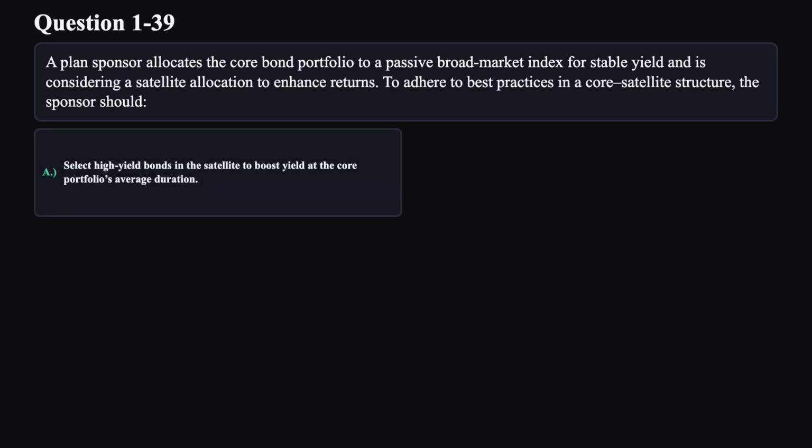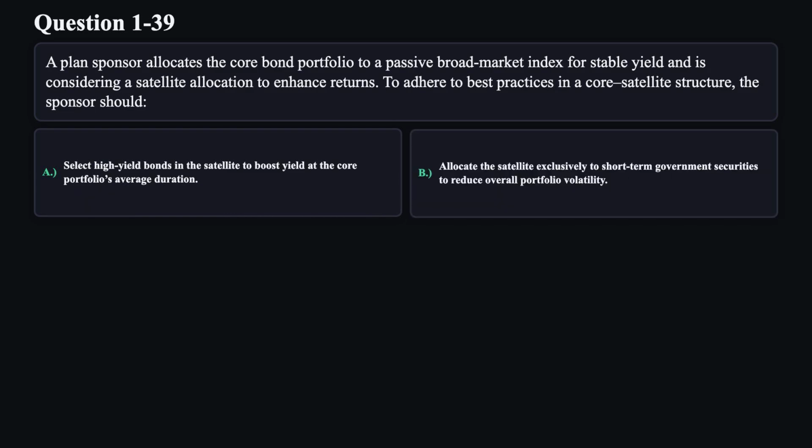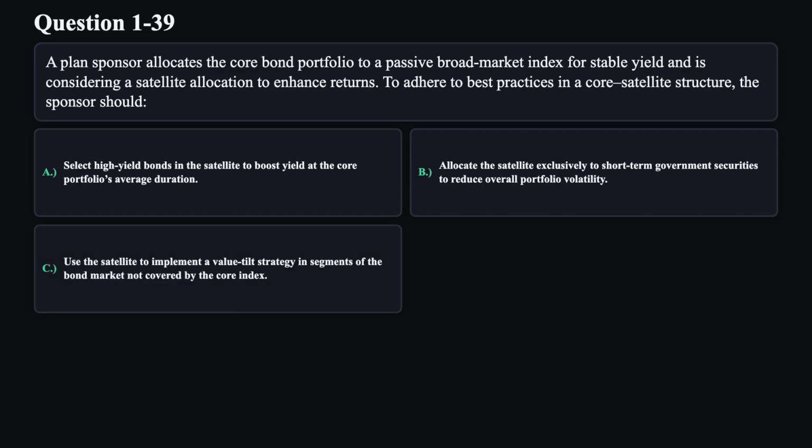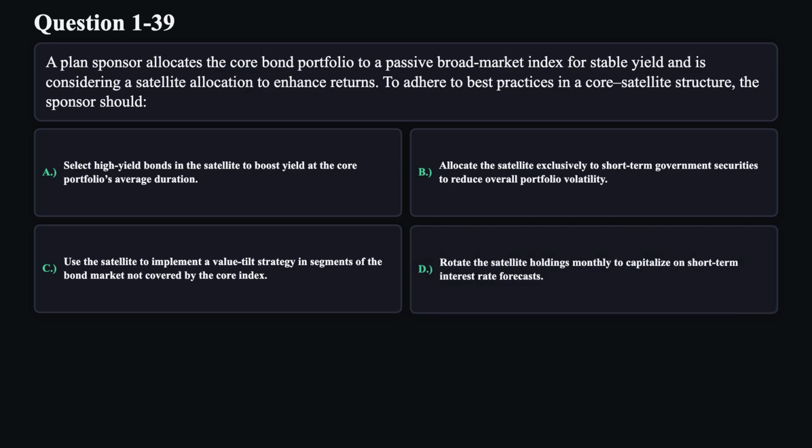Select high-yield bonds in the satellite to boost yield at the core portfolio's average duration. B. Allocate the satellite exclusively to short-term government securities to reduce overall portfolio volatility. C. Use the satellite to implement a value tilt strategy in segments of the bond market not covered by the core index. D. Rotate the satellite holdings monthly to capitalize on short-term interest rate forecasts.